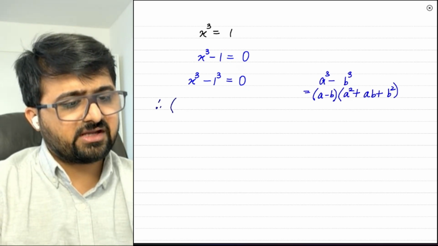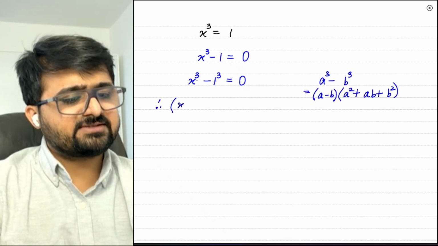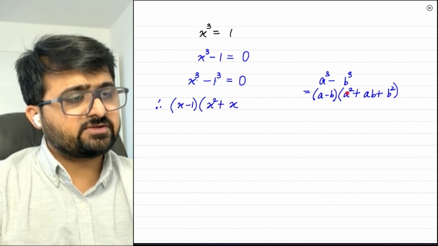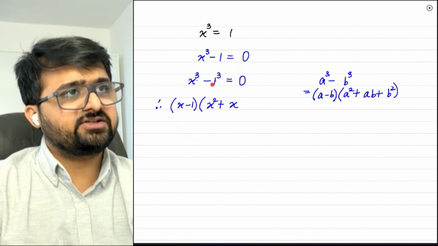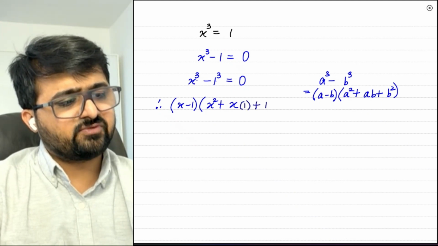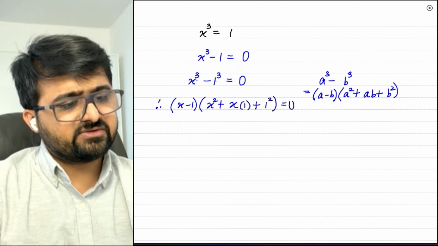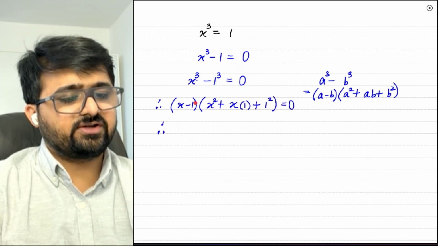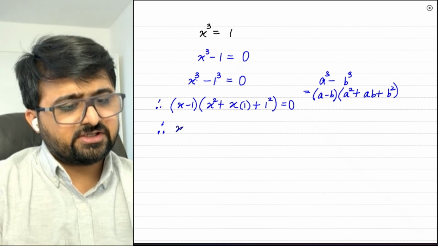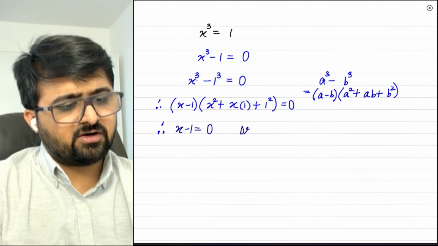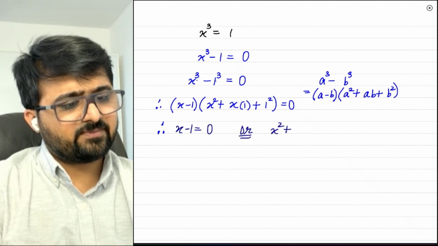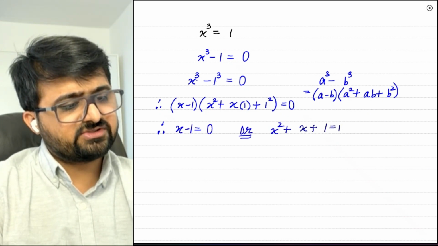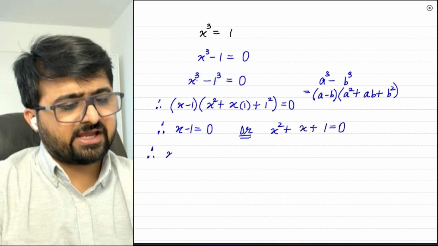So we have x minus 1 into x square plus x into 1, which is x, plus 1 square, which is 1, is equal to 0. Now again, the product of two numbers is coming out to be 0. So either x minus 1 is 0 or x square plus x plus 1 is equal to 0. From here, we know for sure x is equal to 1.